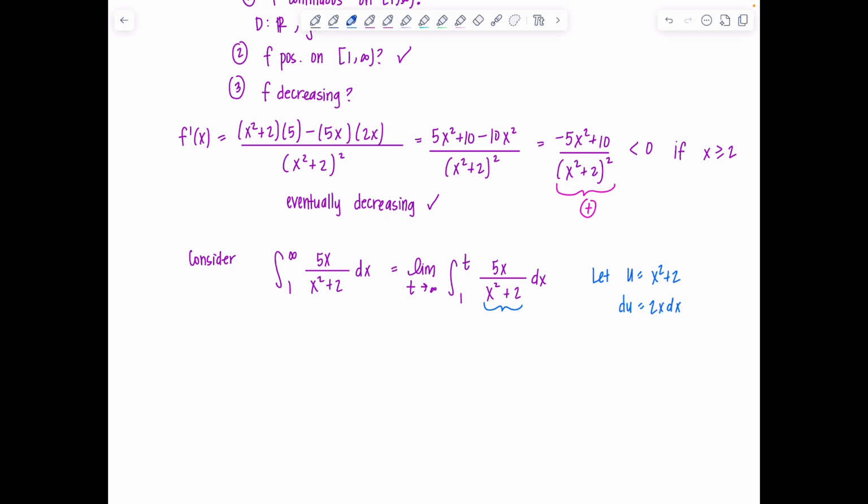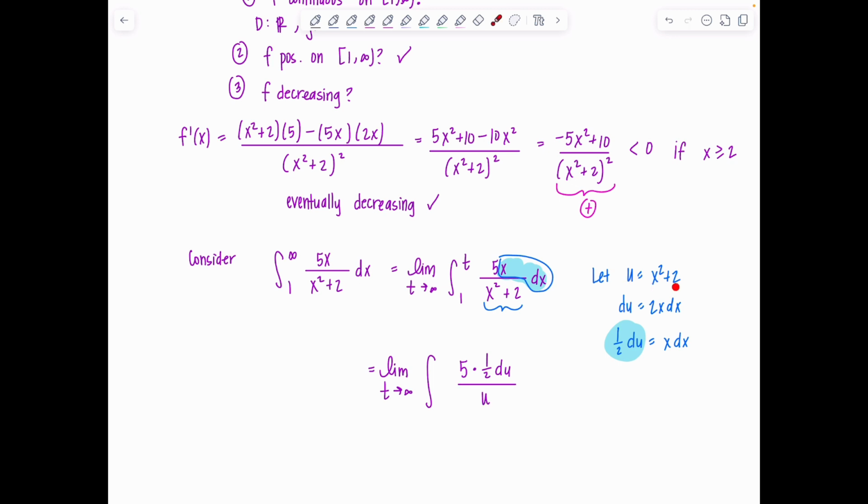I don't quite have that. Don't worry about the 5, just the x dx. So that means 1/2 du is x dx. Now I can rewrite this integral all in terms of u. We've got limit as t goes to infinity of 5 times, instead of x dx, I have 1/2 du over u. And notice I didn't write limits of integration because we have to change them as well since we did a u-sub.